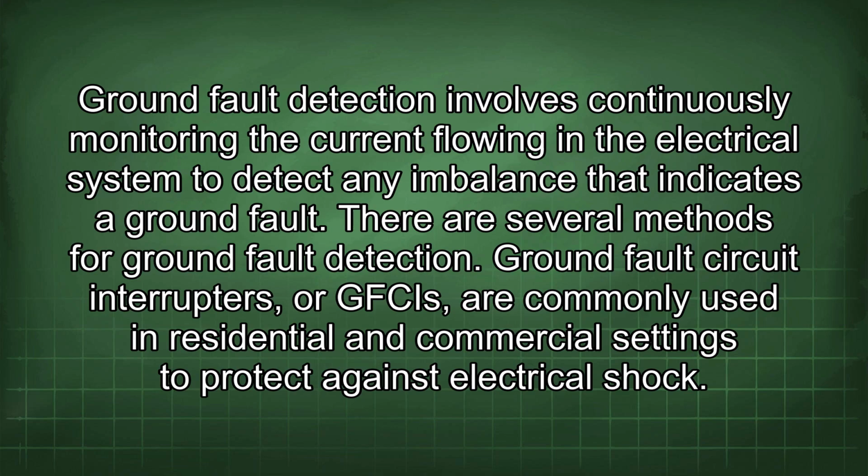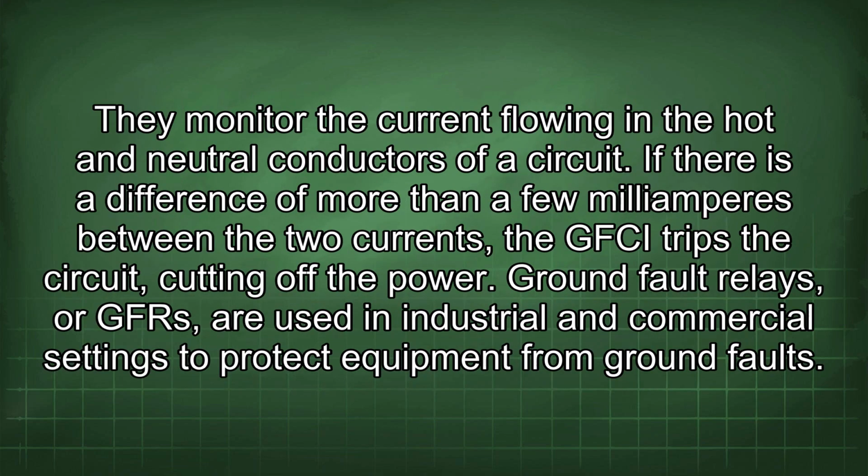Ground fault circuit interrupters, or GFCIs, are commonly used in residential and commercial settings to protect against electrical shock. They monitor the current flowing in the hot and neutral conductors of a circuit. If there is a difference of more than a few milliamperes between the two currents, the GFCI trips the circuit to cut off the power.